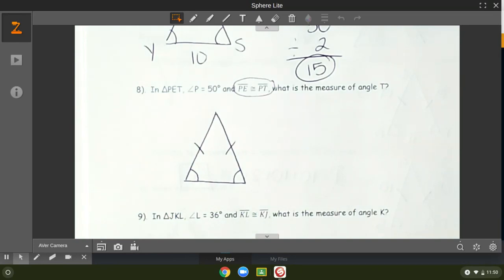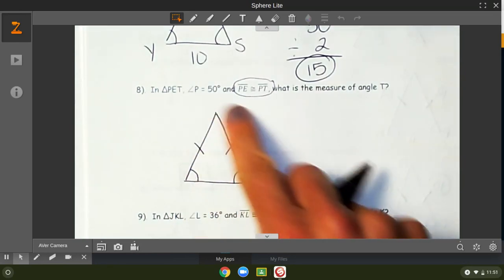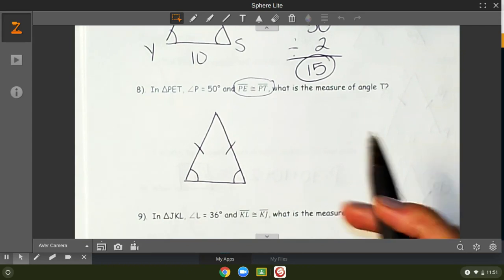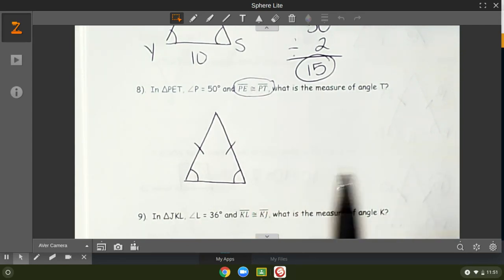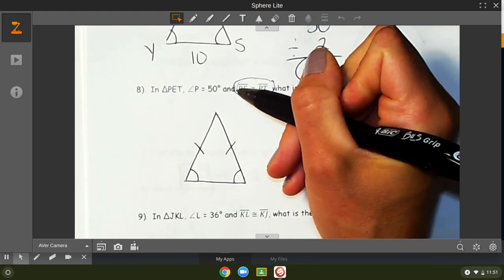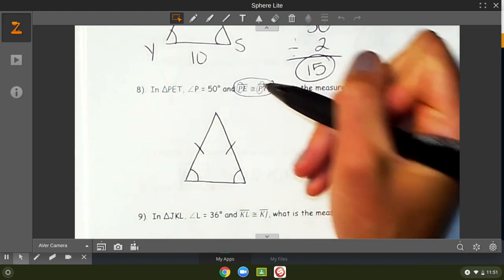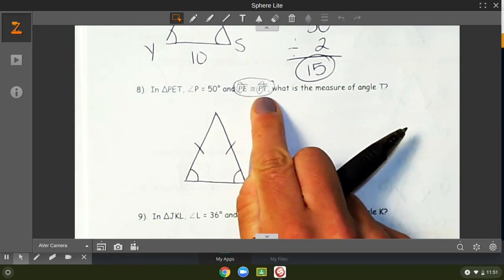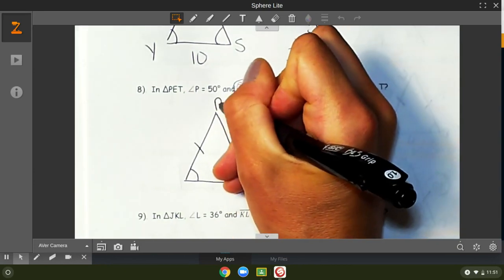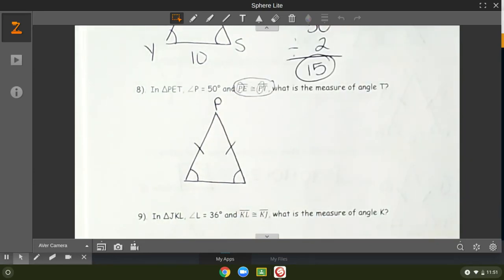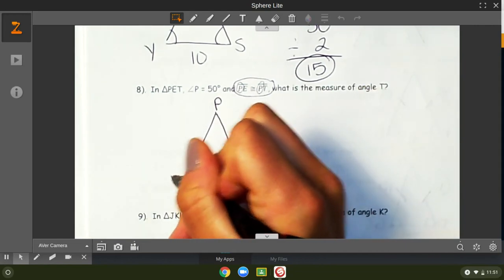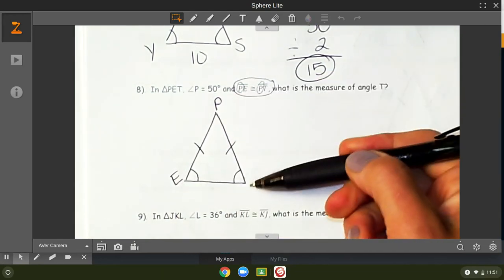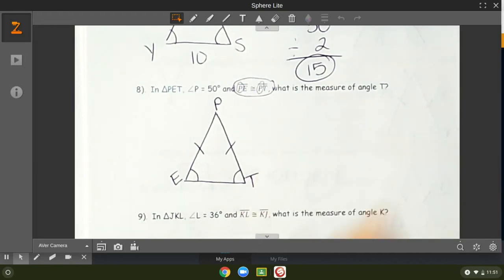Now, this one's a little bit trickier. We need to figure out where our letters are going to go. But this time, all we have are the 2 equal sides. Now, here's a little helpful hint for you. Look for the letter that is repeated. The letter P is repeated. That means P has to be the top because it's going to be used twice. So PE has to be equal to PT on the other side.